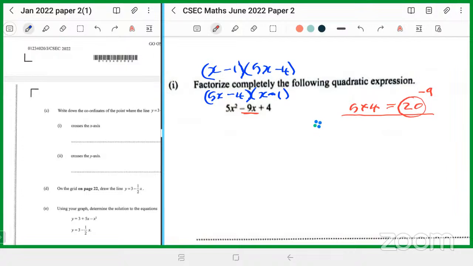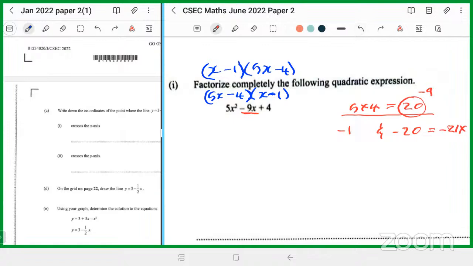I'm going to go for the first 2 factors of 20, which would be 1 and 20. And both of them have to be negative. Those are factors of 20. Both of them have to be negative because I want the sum to be negative. But these 2 right now add to negative 21. I don't want negative 21. It is negative 9 that I want.